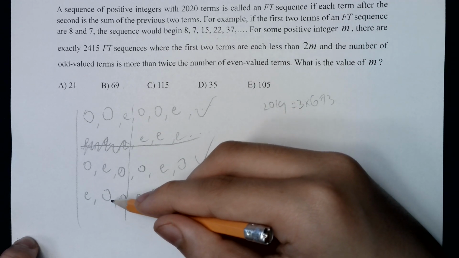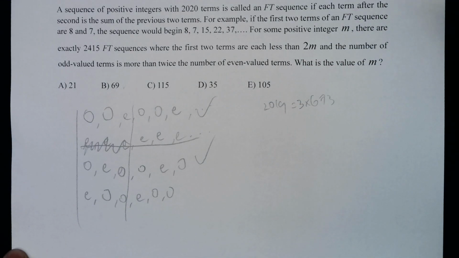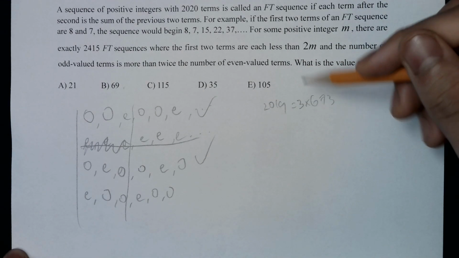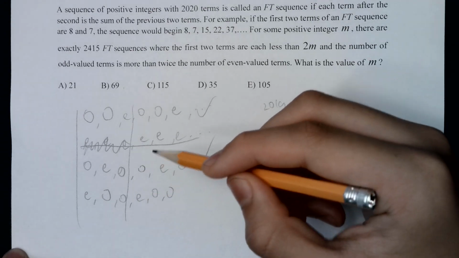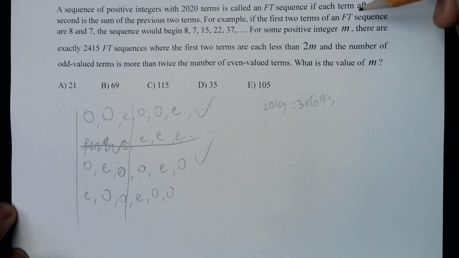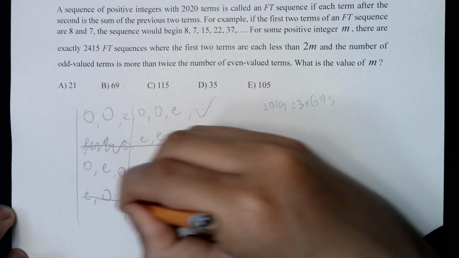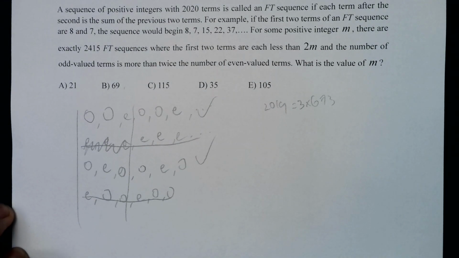However, our fourth sequence does not work. Why? Because if we apply the same logic to this one, the 2020th term is going to be even, which is not possible, because our condition, that the number of odd value terms is more than twice the number of even value terms, doesn't work here. So we just can't have it. This means that these are going to be our only two possible patterns.